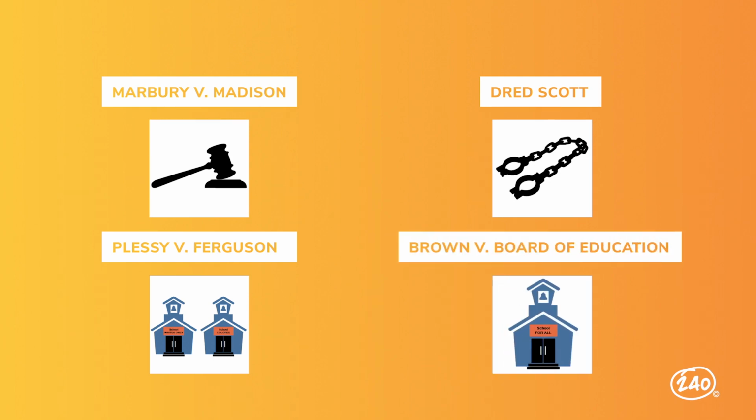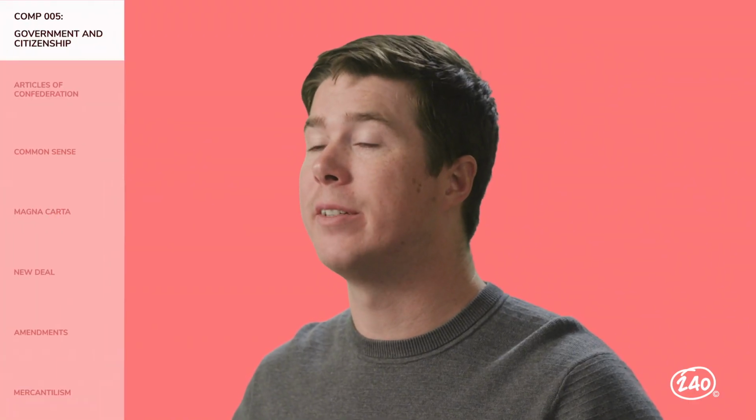Now the last court case is Brown v. Board of Education, which overruled Plessy v. Ferguson by proclaiming that segregation of public schools was unconstitutional because separate educational facilities are inherently unequal. And those are the big things to know in Competency 5.